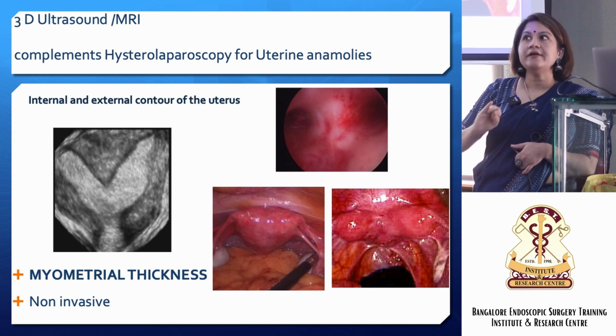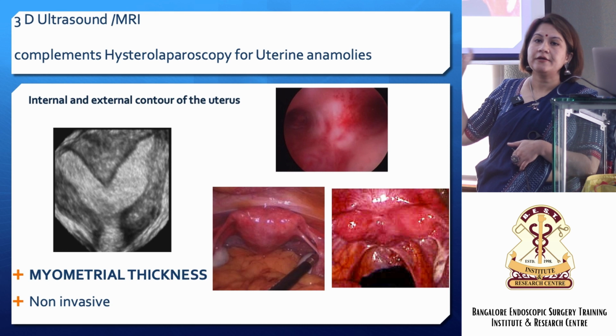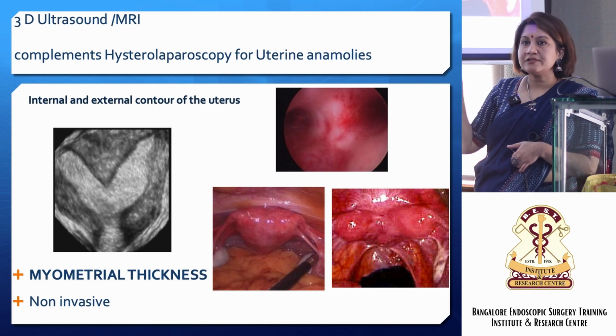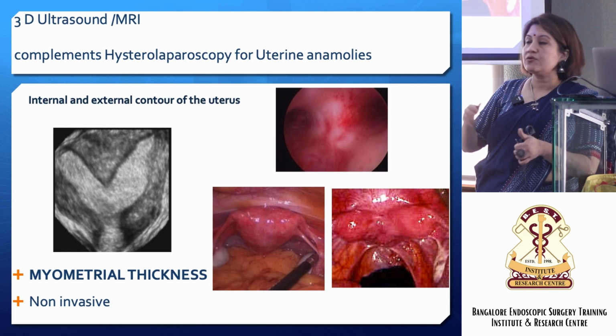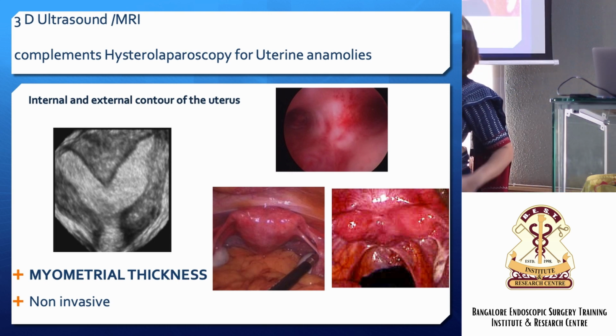MRI, or I find a 3D ultrasound is better than an MRI when it comes to diagnosing congenital anomalies, especially when you want to know the myometrial thickness and all. You need to get a good image like this to know how much myometrium there is.